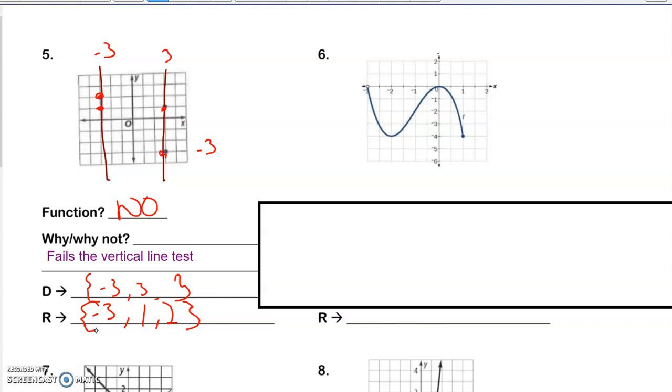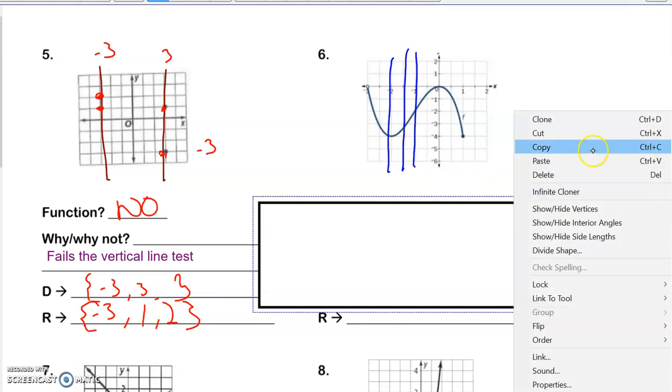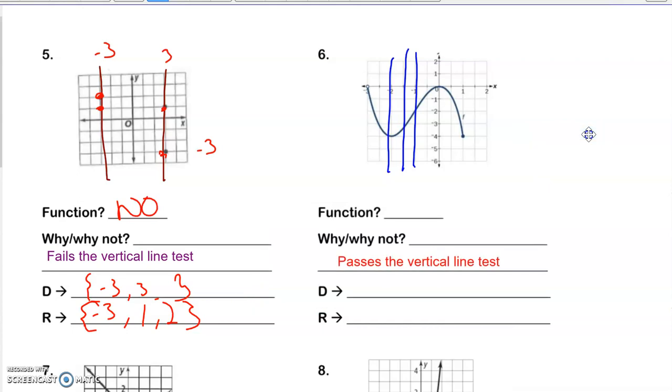Is this a function? Yes, it is. It passes the vertical line test. So it is a function. Yay! We got a function. So we know it passes the vertical line test. Now keep in mind this is an open dot, so we're going to have the curve, and it starts at -3 and it goes down to a closed dot at 1.